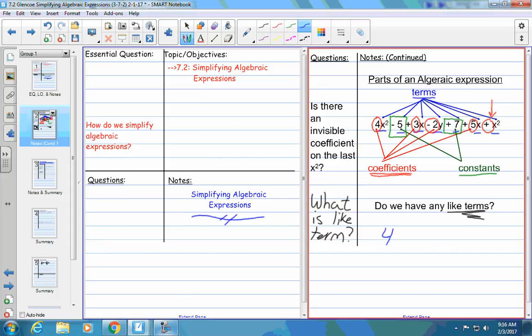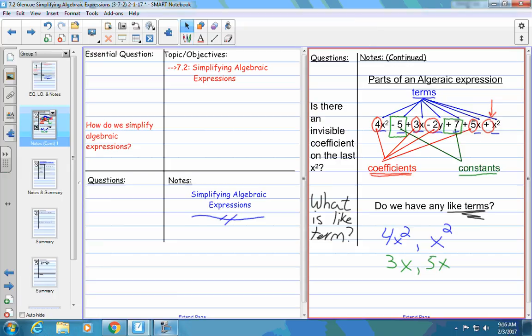Our first term is 4x squared. Do we have any like terms with 4x squared? I'm just going to put a comma after that. So 4x squared. What's like 4x squared in this expression? Yeah, you're right. It's x squared. Okay. Is there anything like the 3x in this expression? Yep, it's the 5x that is like it.